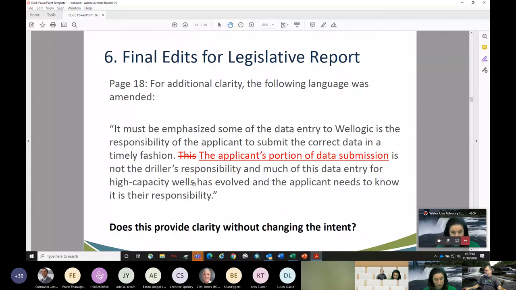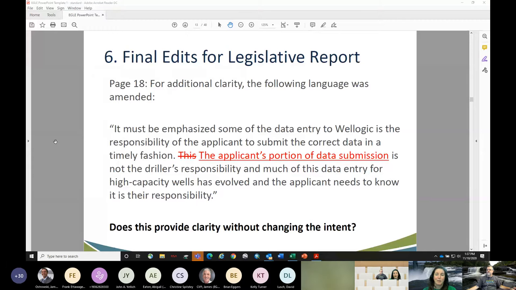All right, so on page 18, this was in the well driller training recommendation. There was a comment that the way that the sentence originally read was that some of the data entry to WellLogic is a responsibility of the applicant to submit the correct data in a timely fashion. This is not the driller's responsibility, and much of this data entry for high capacity wells has evolved, and the applicant needs to know it is their responsibility.